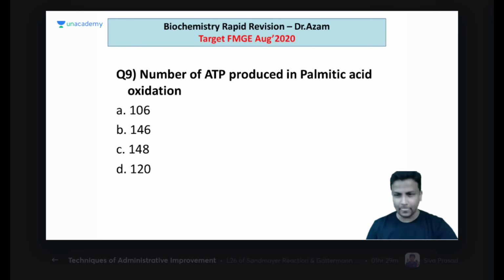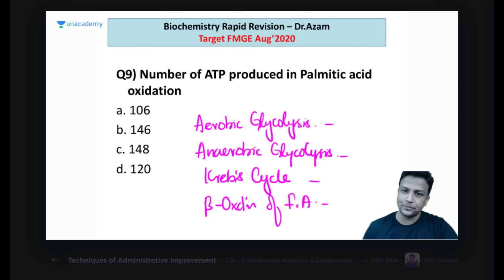So I'm completing every question possible. Now this question, guys, I have selected here to teach you about the number of ATPs. They can ask you a question based on the number of ATPs in each and every pathway. So let us see which pathways you have to learn for the number of ATPs.